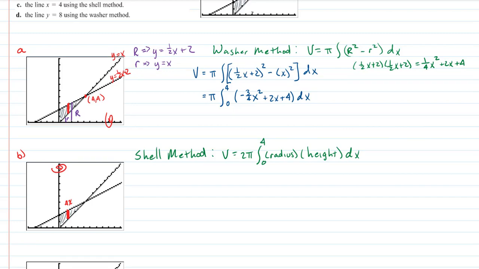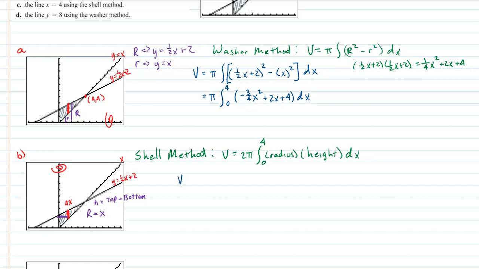The question now is, what is my radius going to be? Well, the radius is the distance from the axis of revolution to that rectangle as x moves from 0 to 4. So for this problem, our radius is just going to be x. Remember, I told you, anytime you revolve around the y-axis, your radius is just going to be x. You only really have to worry about it if you're revolving around another line. And then how do I get the height of this rectangle? It's going to be the top function minus the bottom function. And just so you remember, our bottom function here is y equals x, and the top function is going to be y equals 1/2 x plus 2.